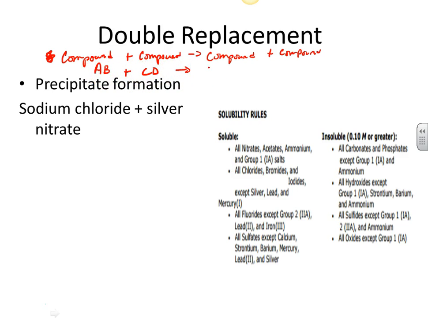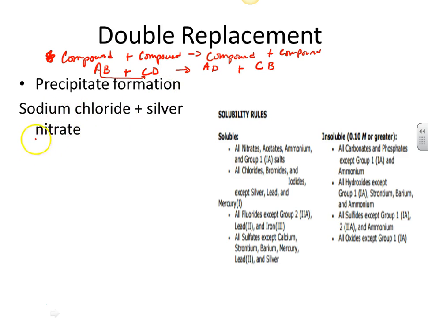The pattern is that they're basically going to switch positives and negatives. A from the first compound combines with D from the second, and C from the second compound combines with B of the first. So AB plus CD, A and C change places, B and D change places. You can look at it either way.